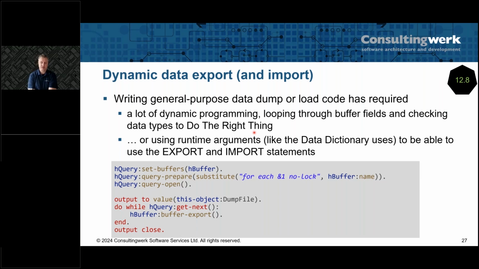It uses runtime arguments, which is the reason why you need a compiler license to be able to do a dictionary dump and load. And it uses compile arguments. In 12.8, you can do something like the below. Easy peasy lemon squeezy, right?